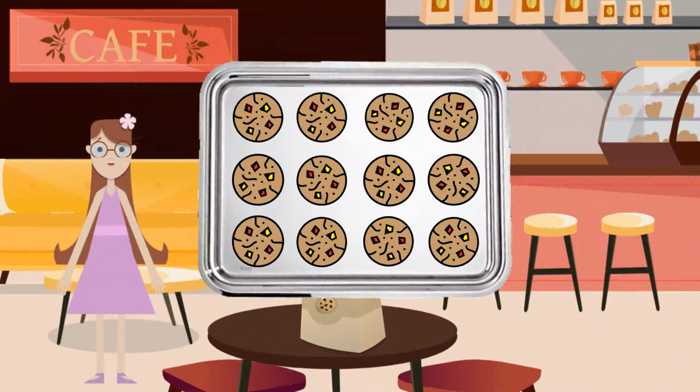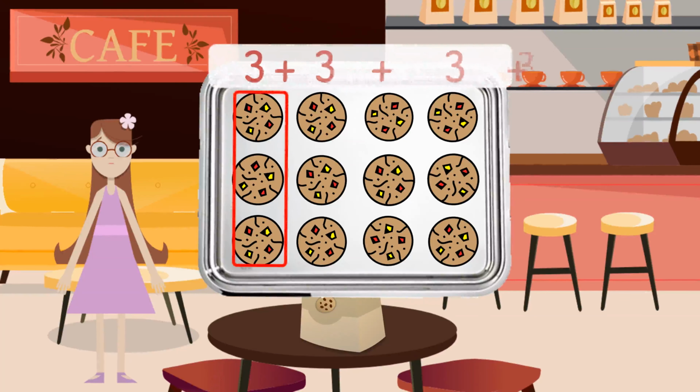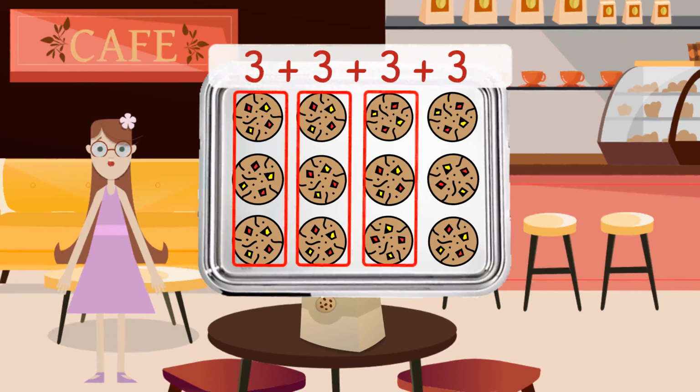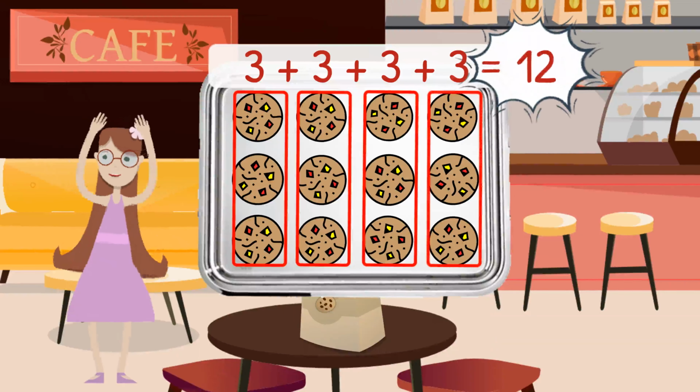The cookies are in columns of 3. Let's circle the columns and write the numbers we find. Our equation is 3 plus 3 plus 3 plus 3 equals 12 cookies.